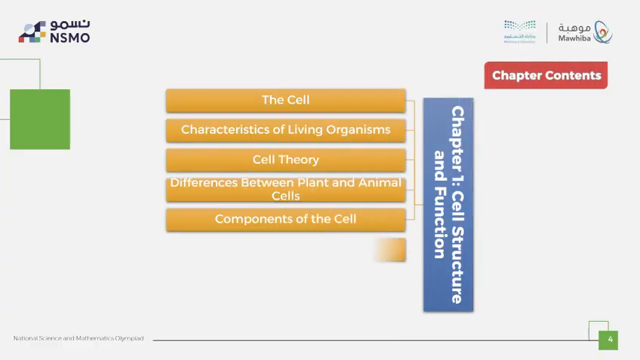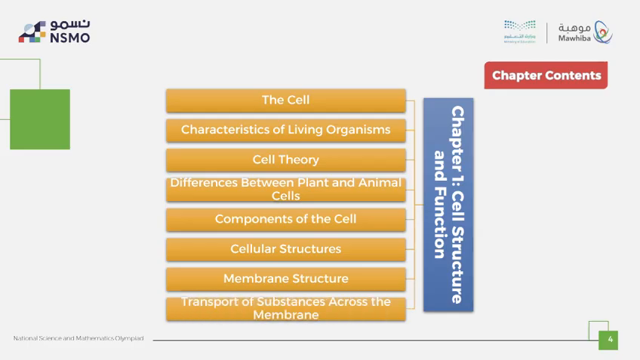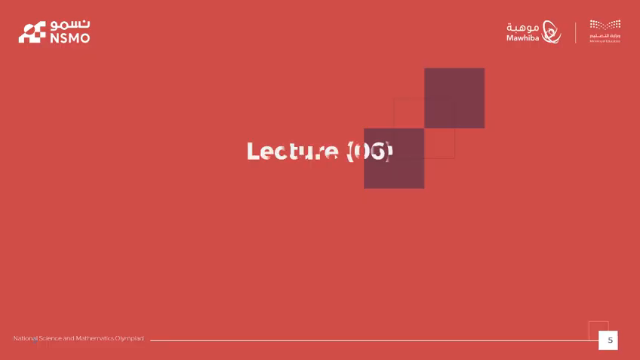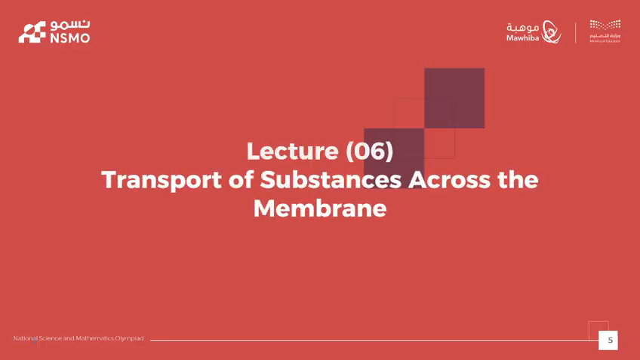As shown in the outline, we have completed most chapter topics except membrane transport. This gives us the chance to understand how substances move in and out of the cell. We approach lecture 6, titled Transport of Substances Across the Membrane. In this lecture, we will learn how the cell controls its internal environment to maintain life.